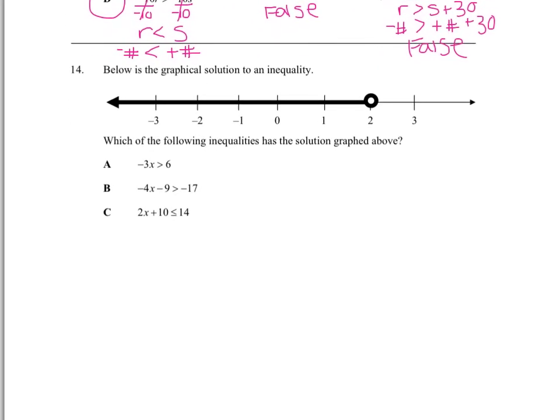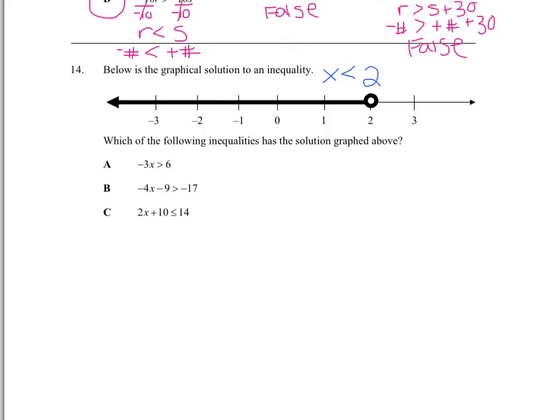For number 14, we are given a graphical solution to an inequality. Which of the following inequalities has the solution graphed above? Well, first of all, let's just look at our solution. We're given all values smaller than 2. And because it's an open circle, it's not including 2. So I can write out my inequality as x is less than 2.